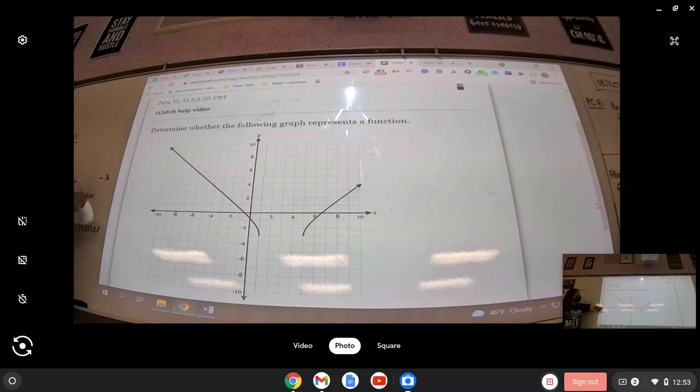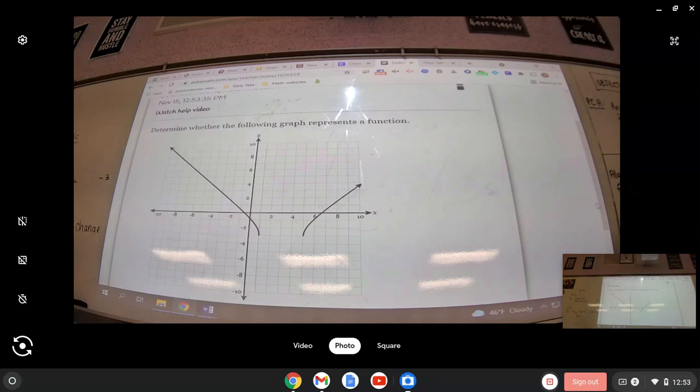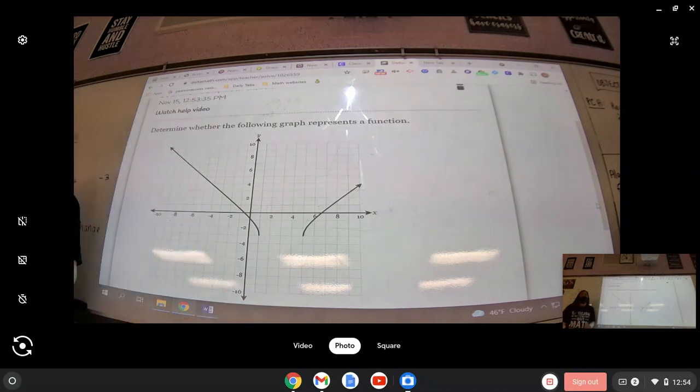All right, let's say they asked you, determine whether the following graph represents a function. What would your answer to that question be? Yes or no? Why do you say yes? What is telling you that this is yes, it's a function? Nothing's over top, right? Nothing's over and under. Does this pass the vertical line test?